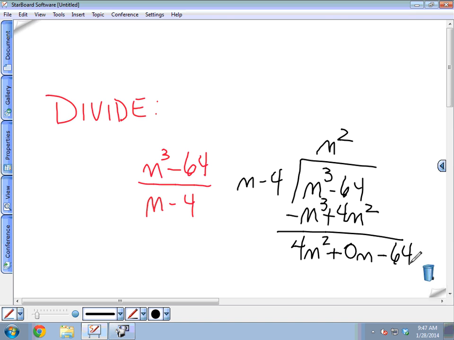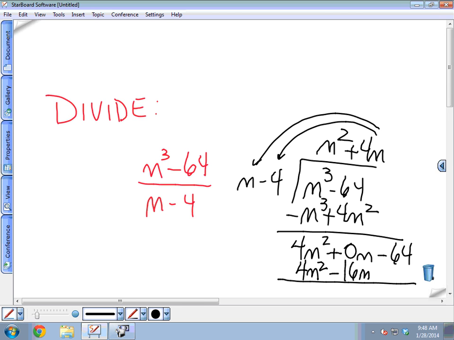n goes into 4n squared now, plus 4n times. Now 4n times n, remember, you're multiplying back here like this. 4n times n gives you the 4n squared. Minus 4 times 4n gives you minus 16n.